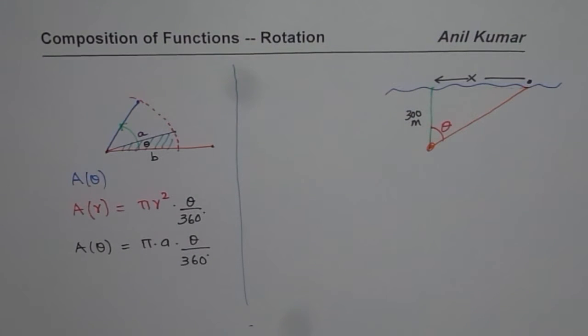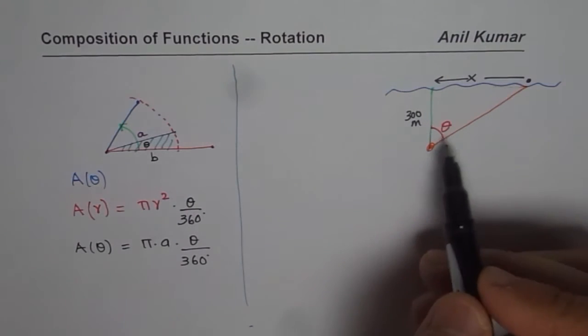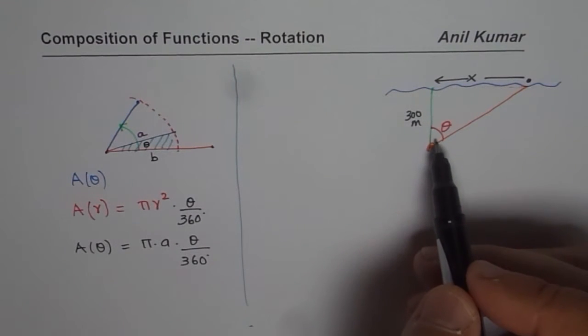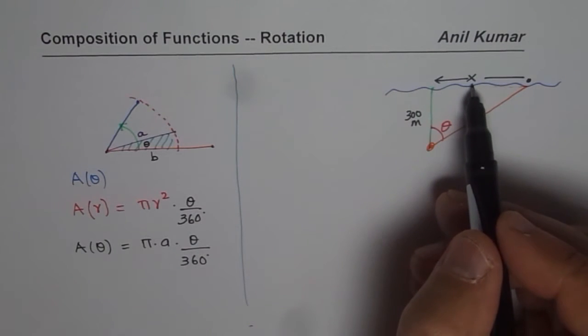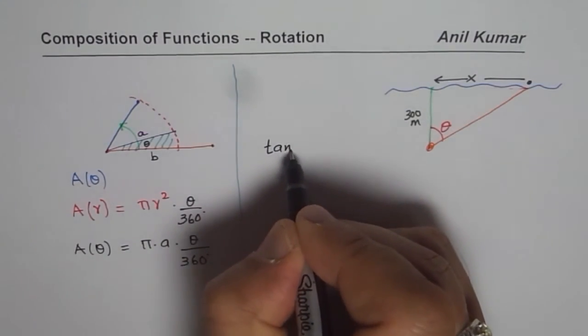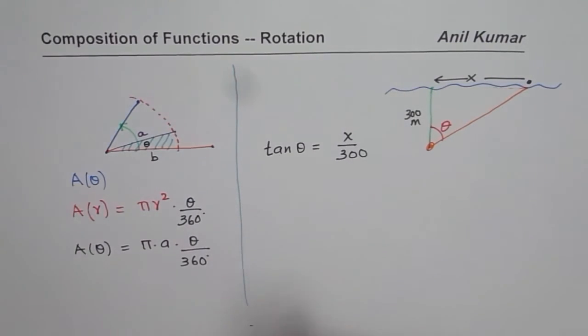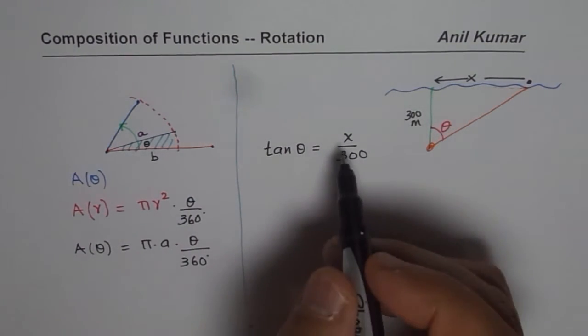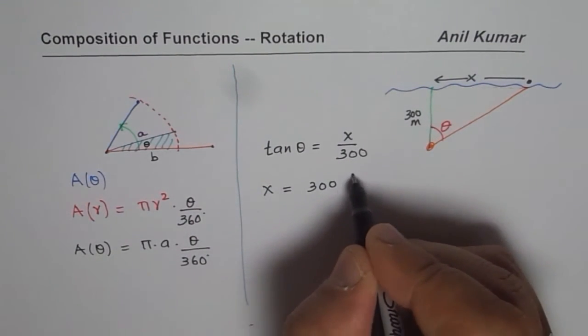Now, to answer such a question, what are we required to do? We are required to find a relation between this distance x and the angle theta, right? That is what is required. Now, in such a situation, we know x is the opposite side of theta and the adjacent side is known to us, so we can write a relation which is tan theta equals x over 300. So we have a relation, and this relation gives the distance x as 300 times tan theta.